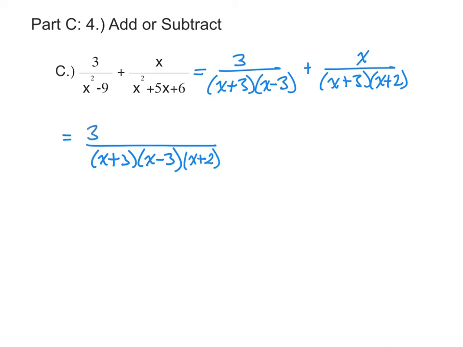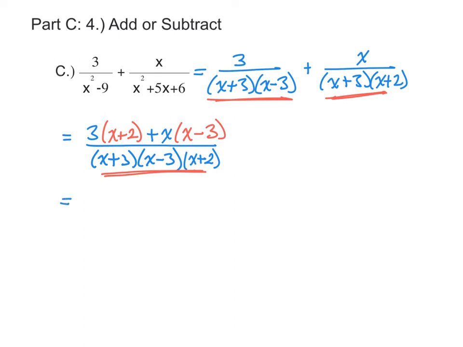Now go back to the numerators. Looking at the first fraction and comparing its denominator to my common denominator, the only factor that's missing is x plus 2. For the second fraction, comparing its denominator to my common denominator, the only factor that's missing is x minus 3.